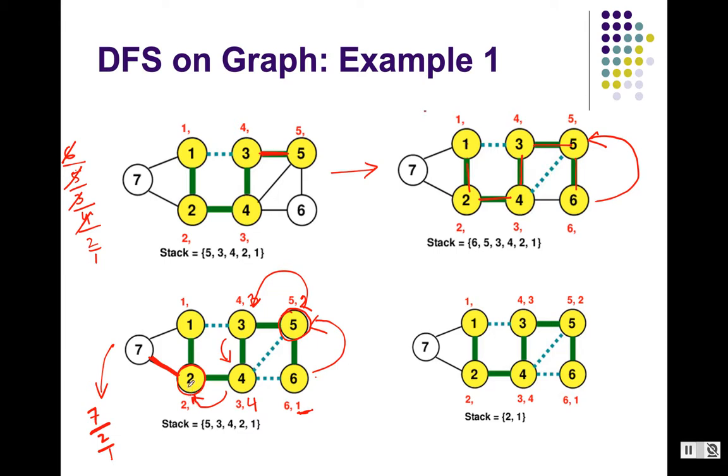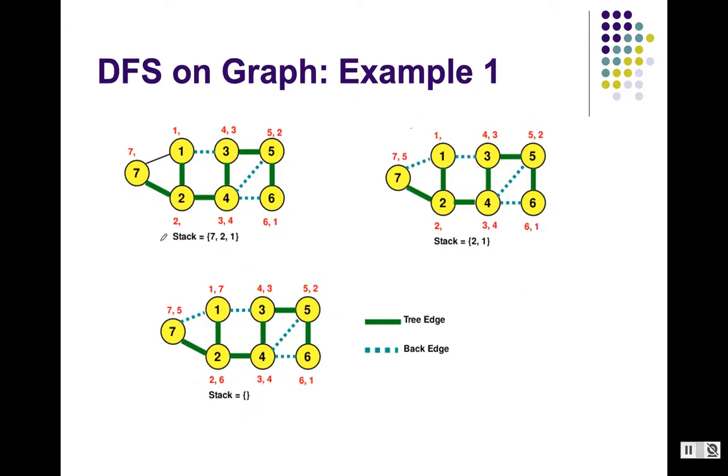So let's see how it looks. For 7, the start time will be the last start time, 6, plus 1, so 7. At this point our stack will look like this, and this is our tree edge from 2 to 7.